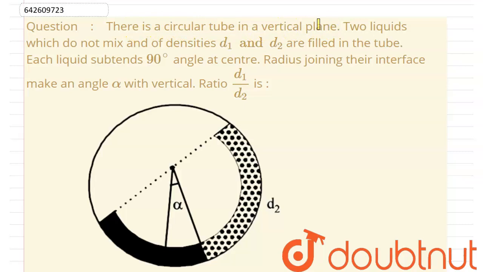Hello everyone, there is a circular tube in a vertical plane. You can see in the diagram. Two liquids which do not mix, of density d1 and d2, are filled in the tube. Each liquid subtends an angle of 90 degrees at the center. The radius joining their interface makes an angle alpha with the vertical. Find the ratio d1 and d2.